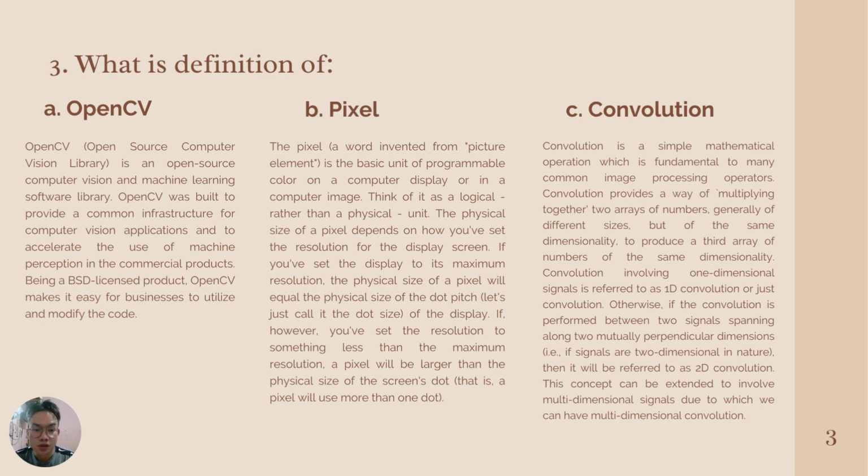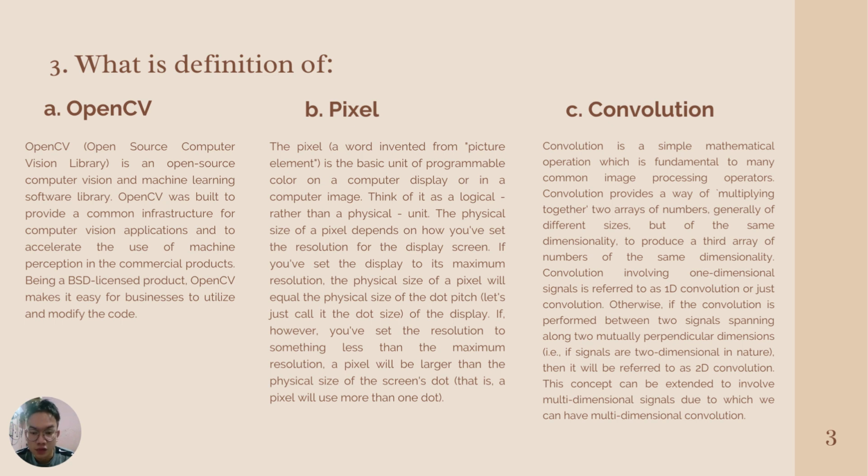C. Convolution. Convolution is a simple mathematical operation which is fundamental to many common image processing operators. Convolution provides a way of multiplying together two arrays of numbers, generally of different size but of the same dimensionality, to produce a third array of numbers of the same dimensionality. Convolution involving a one-dimensional signal is referred to as 1D convolution or just convolution.